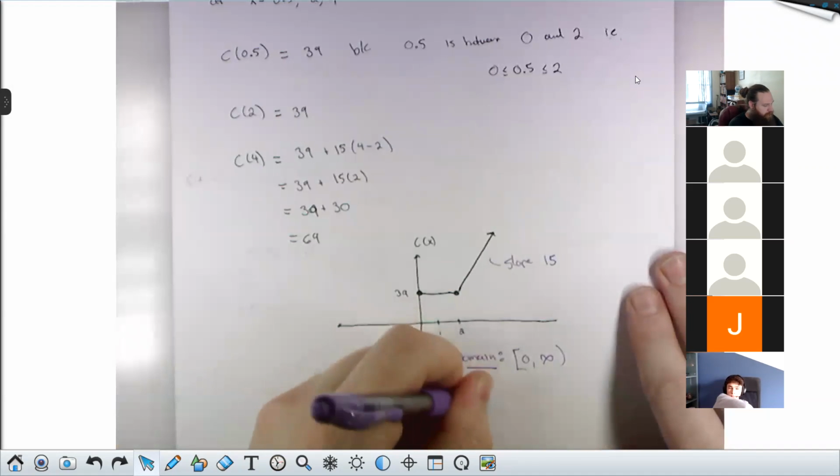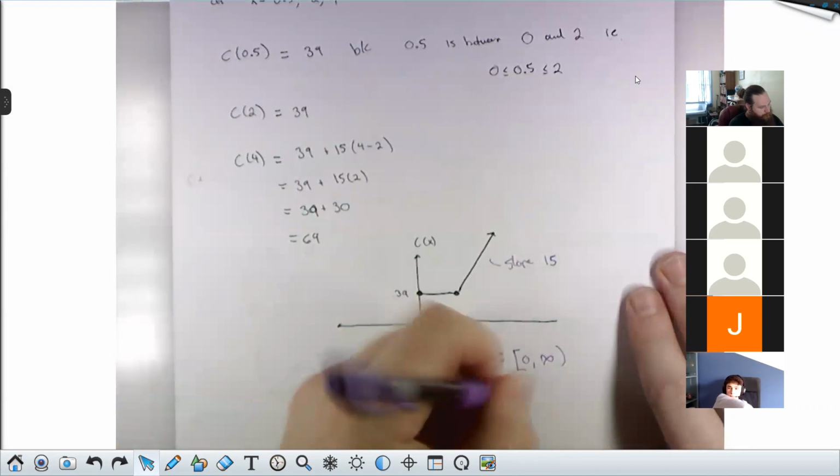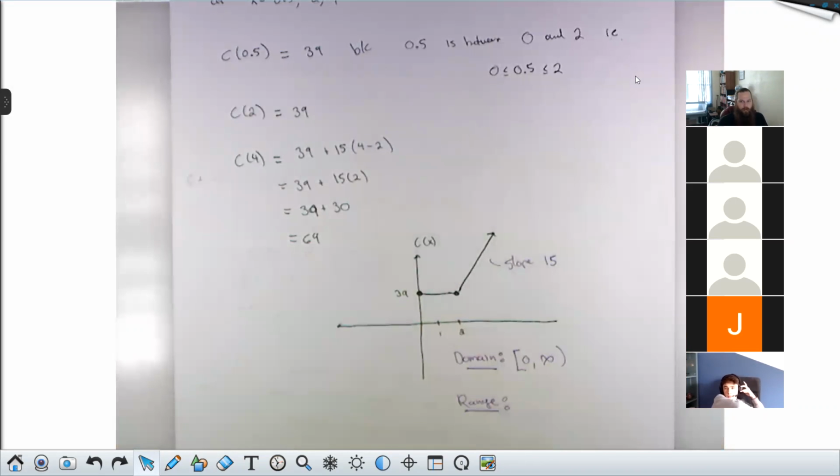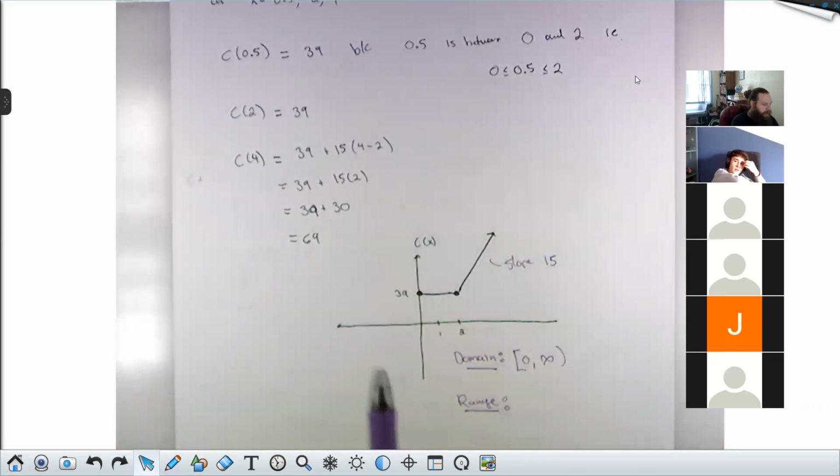And my range, who can tell me the range of this function graphed here? 39 to infinity. Excellent.